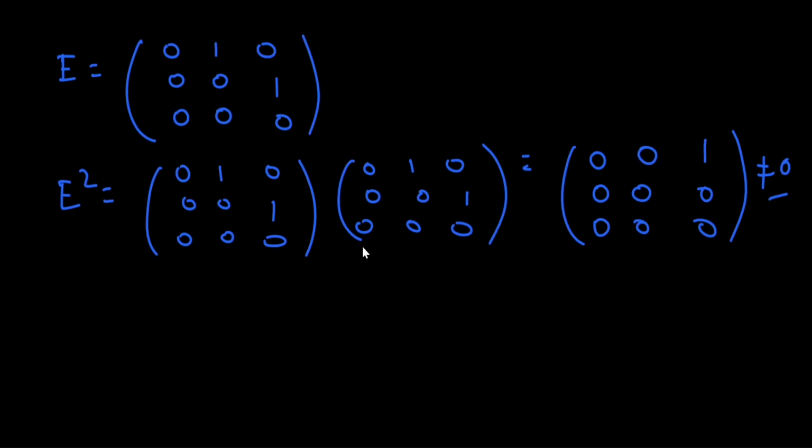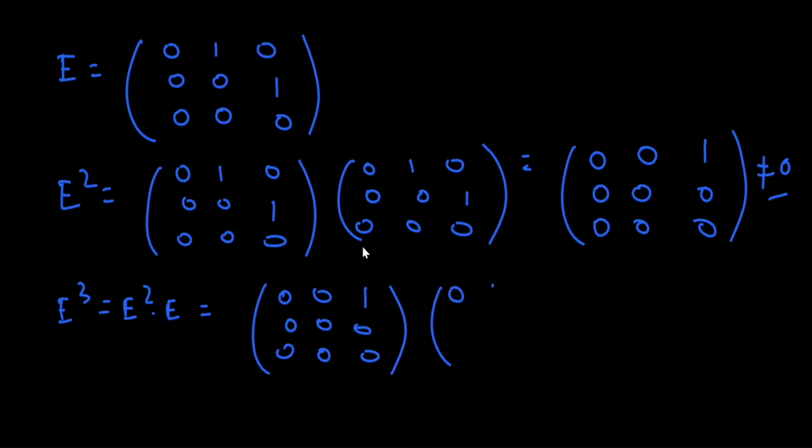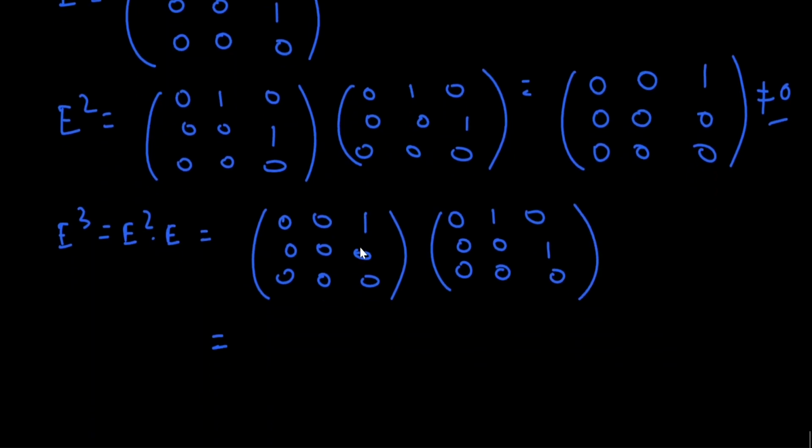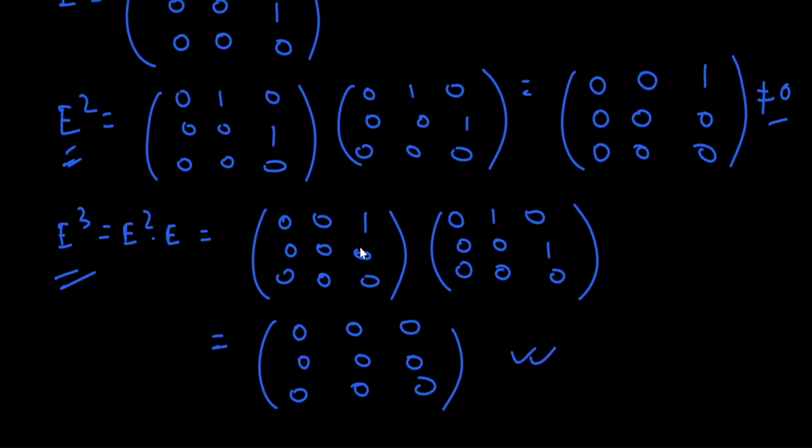Now we check E cubed. E cubed equals E squared into E, which is [0 0 1; 0 0 0; 0 0 0] times the matrix E, [0 1 0; 0 0 1; 0 0 0]. So this is equal to the zero matrix. So E^3 = 0, that is, E is a nilpotent matrix of index 3, whereas E squared is not equal to 0.